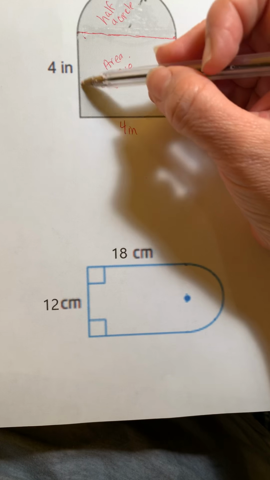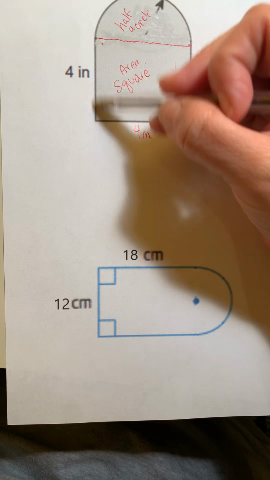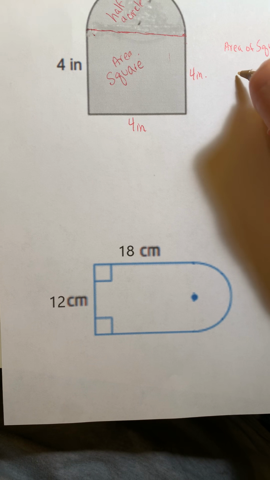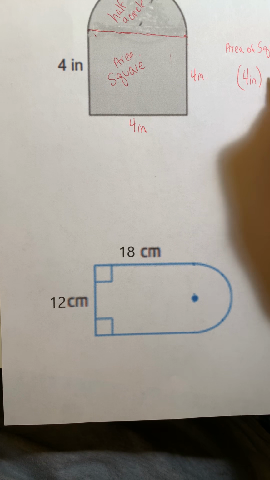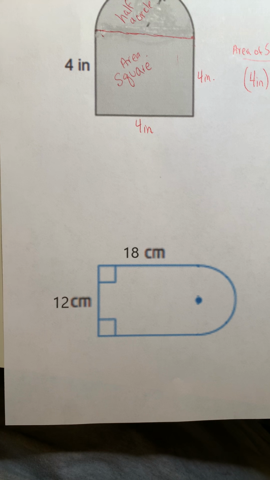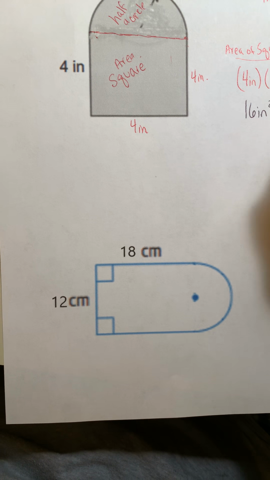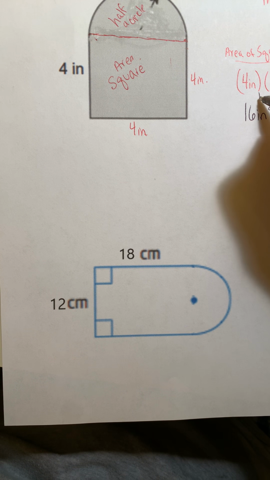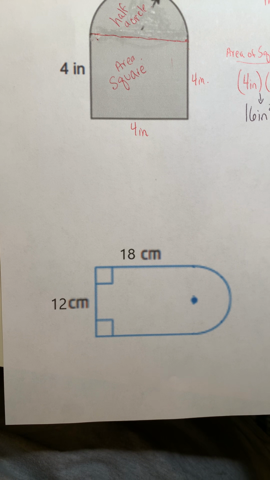So the area of this square, I look at the square, the area of a square is length times width. So the length is 4, the width is 4 inches. So I'm going to write 4 inches times 4 inches. So the area of a square is going to be 4 inches times 4 inches, which is 16 inches squared. That's the area of the square. That's that part. I'm going to add the area of half of the circle.